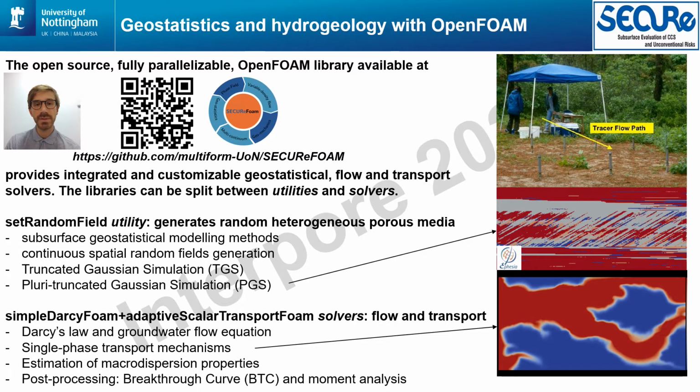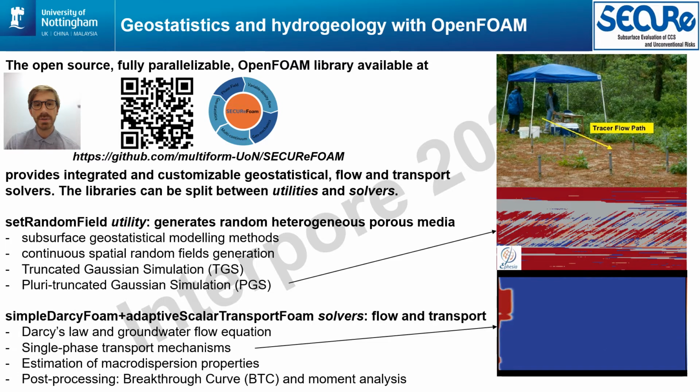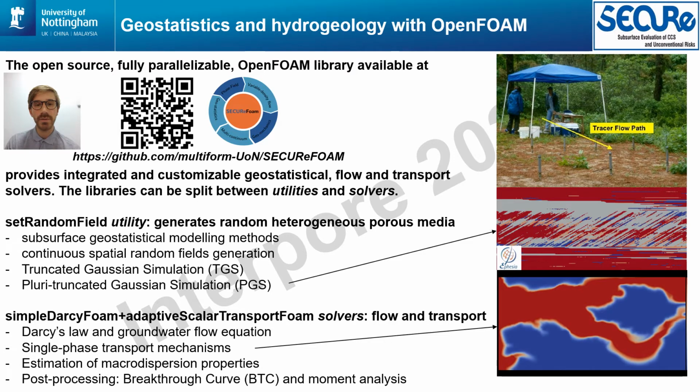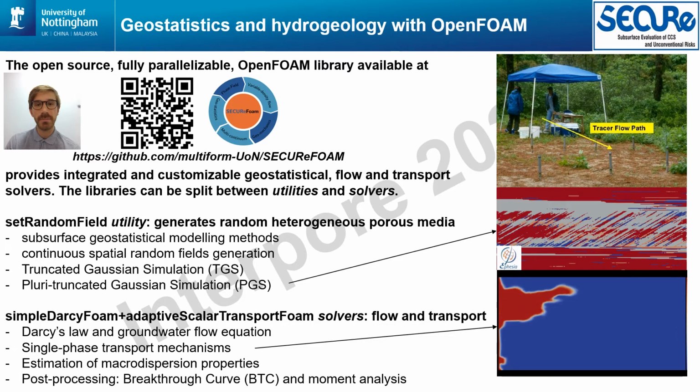The pre-processing utility setRandomField provides a wide range of choice in the selection of the porous media heterogeneities, such as continuous, truncated, or pluri-truncated Gaussian random fields. On the right, you can see an example of a pluri-Gaussian simulation field generated in collaboration with Aphasia.